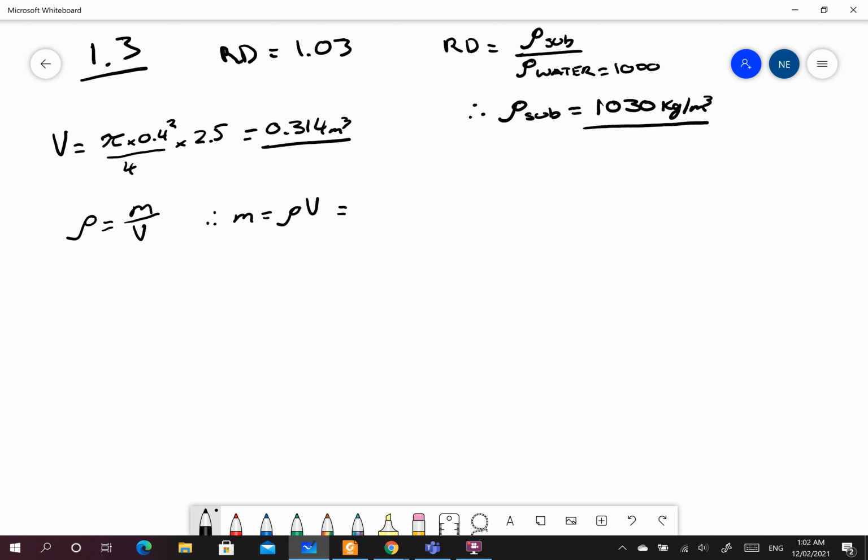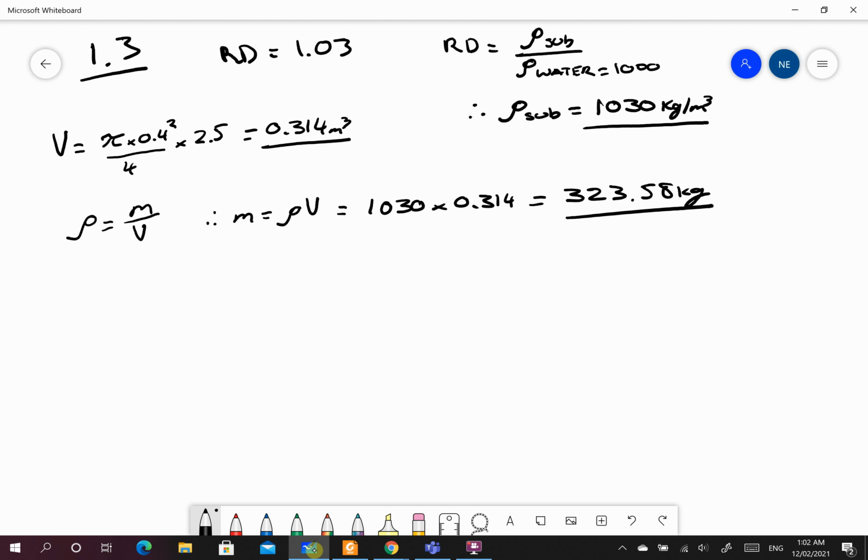which is equal to rho times volume, so 1030 times 0.314, which is going to give me 323.58 kilograms. That's our mass.